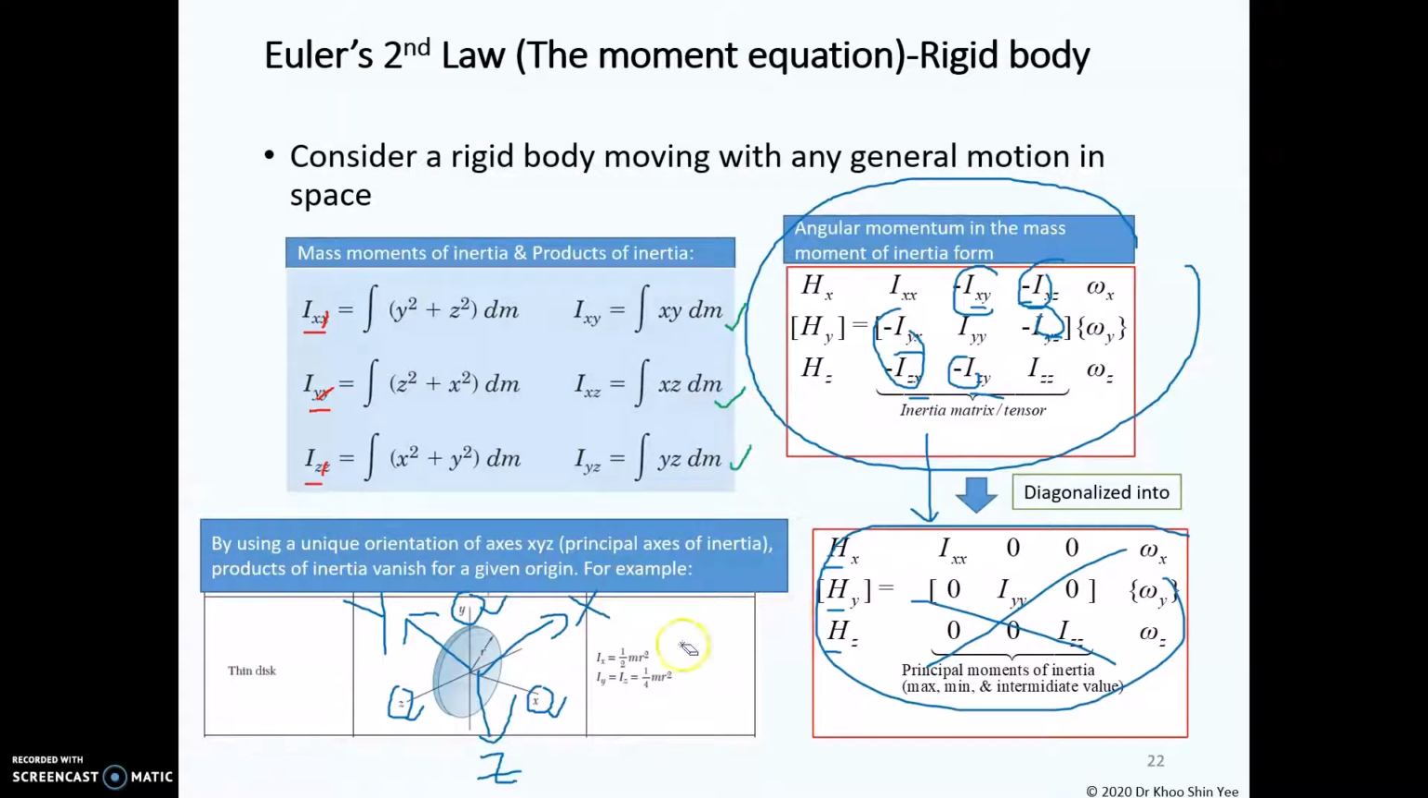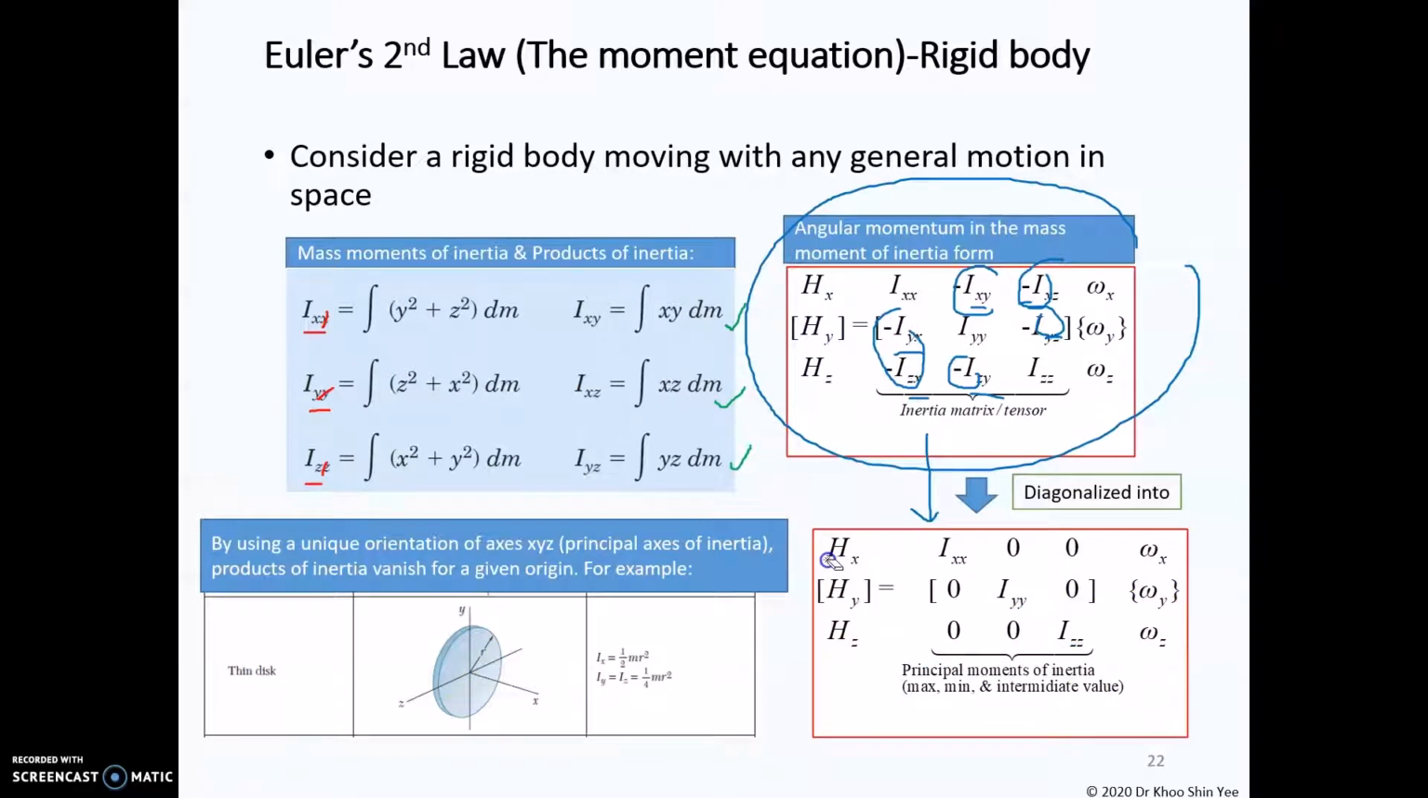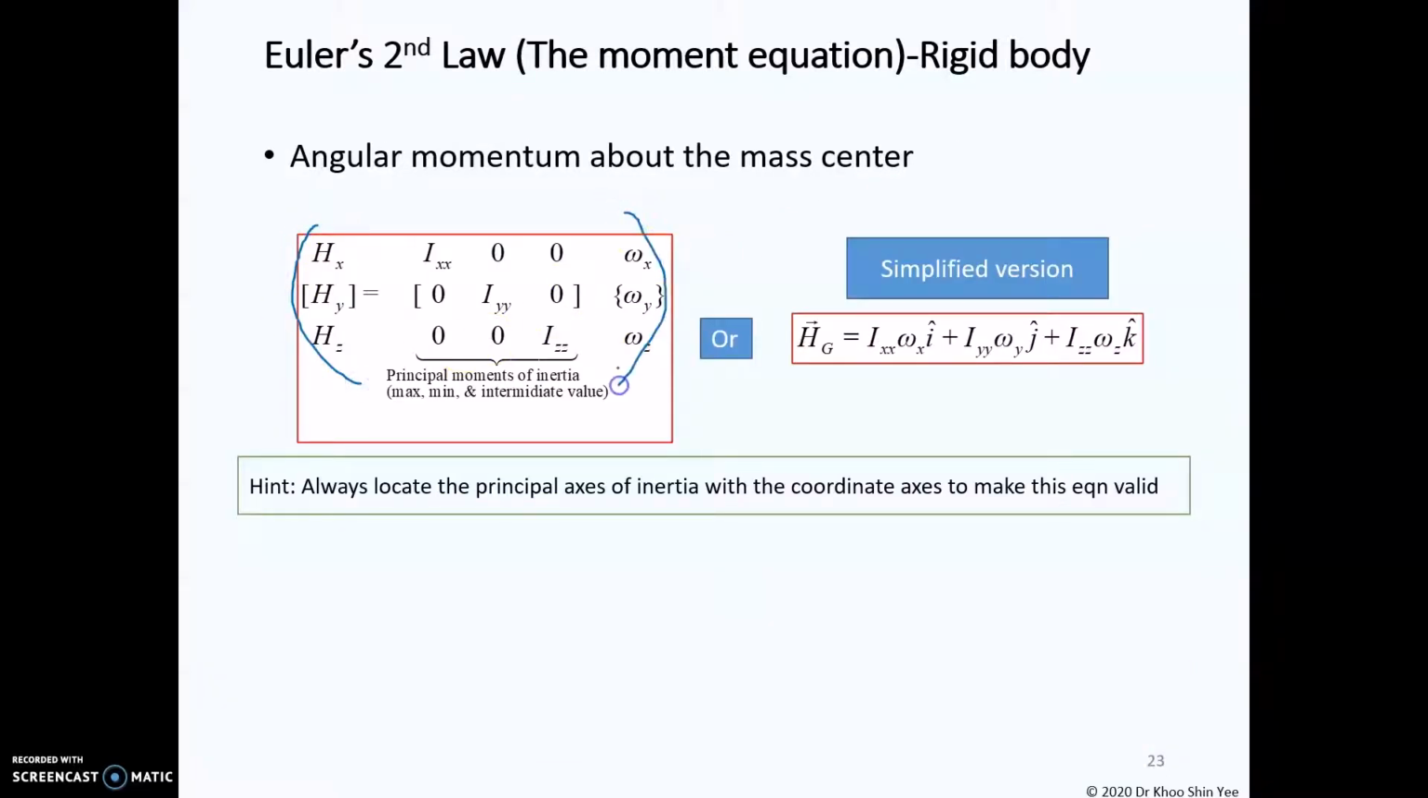Luckily, for many engineering structures, we can easily choose the principal axis, such as the one here, x, y, z, in the principal axis for this thin disk. Therefore, we can always simplify the angular momentum calculation into this format. Lastly, we can further simplify this equation into this, where you have the angular momentum at the center of mass at point G equal to the Ixx multiplied with omega x in the I direction, plus the Iyy multiplied with the omega y in the J direction, plus the Izz multiplied with the omega z in the K direction.